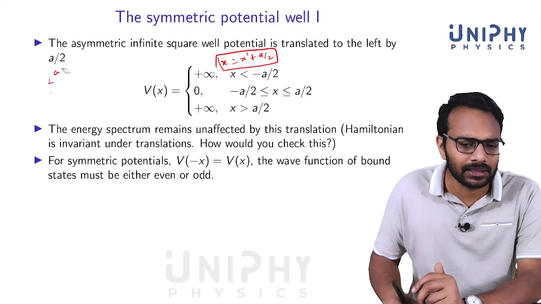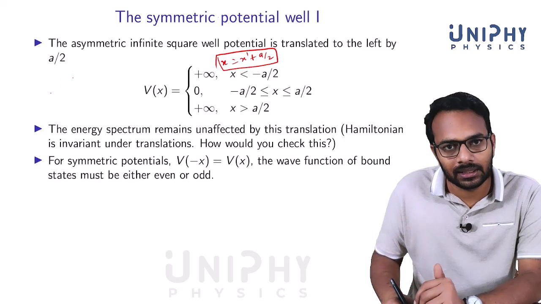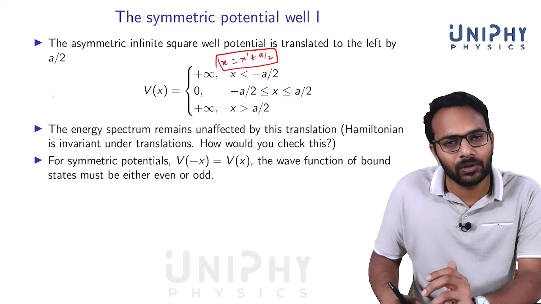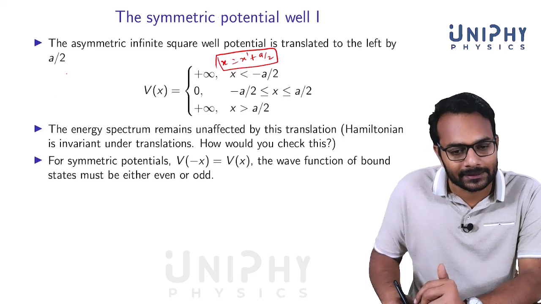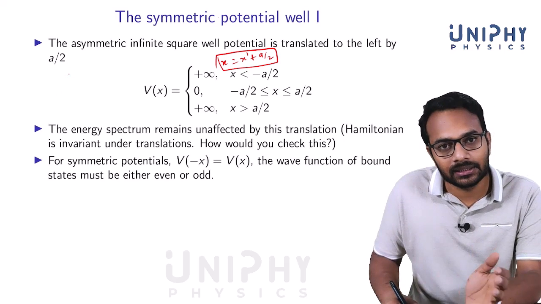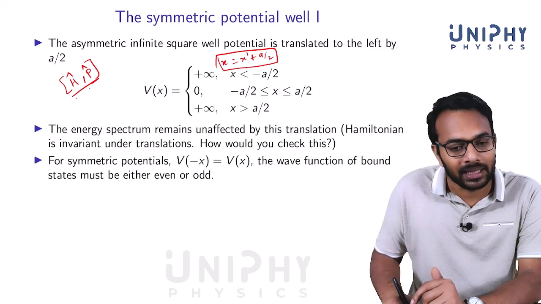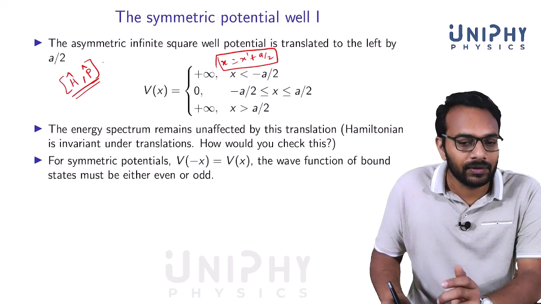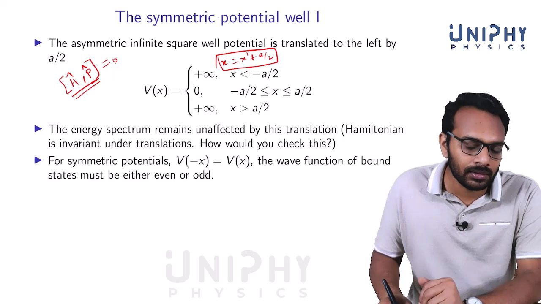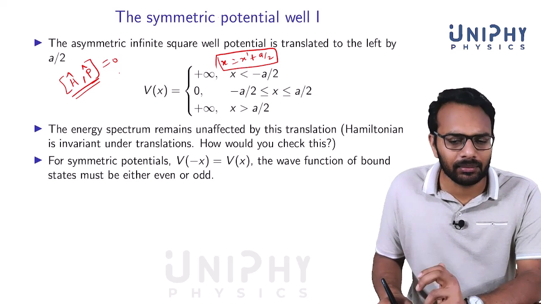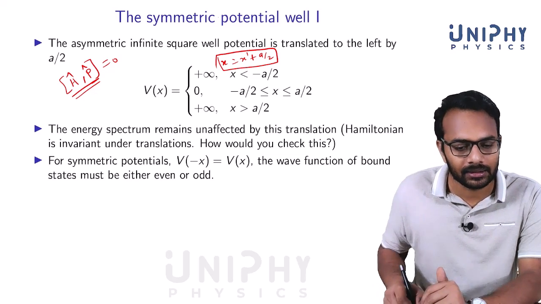How do you check whether the Hamiltonian is translation invariant? We have not talked about this, but we already know from classical mechanics that momentum is the generator for space translations. So you can easily check whether the Hamiltonian is symmetric under space translation by taking this commutator. If the commutator of H with p is 0, then it is symmetric under space translations. We will be coming to this in more detail, I think.